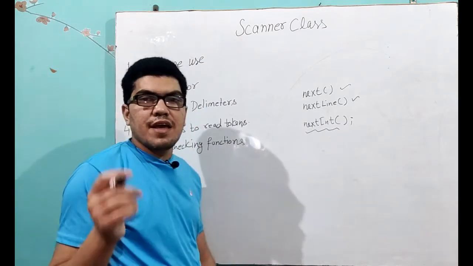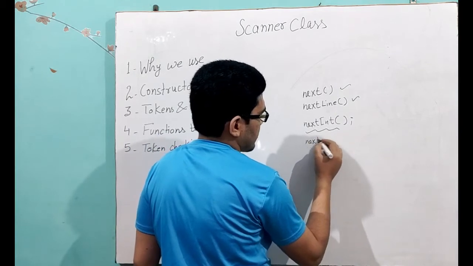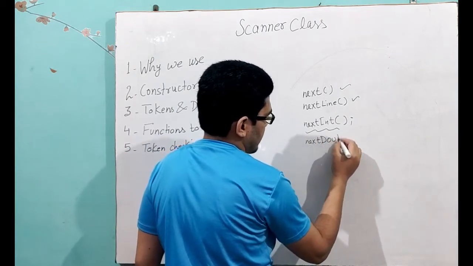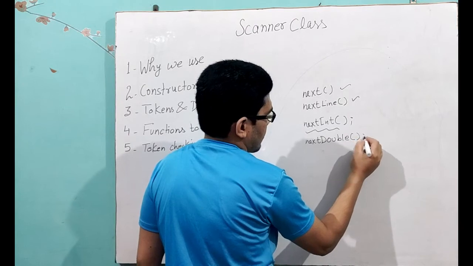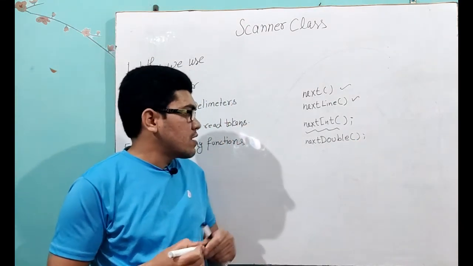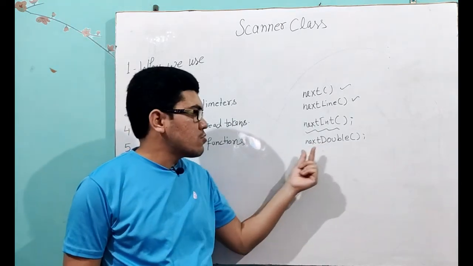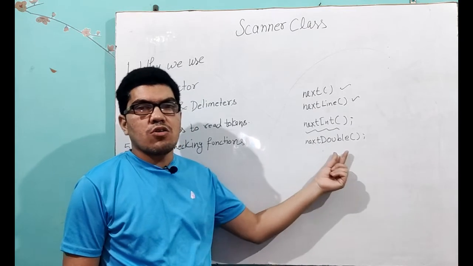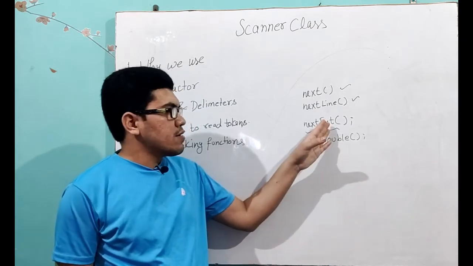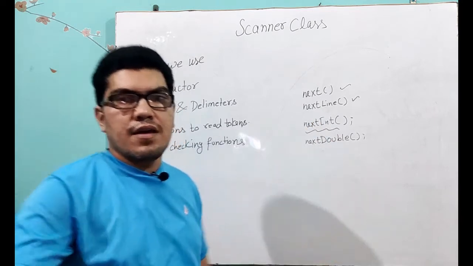If you want to take a double type value, then you will use the function nextDouble, with D capital. Similarly, if you want to store a float type value, you will write nextFloat. If you want to store a short type value, nextShort, nextLong. So all these functions are available here.